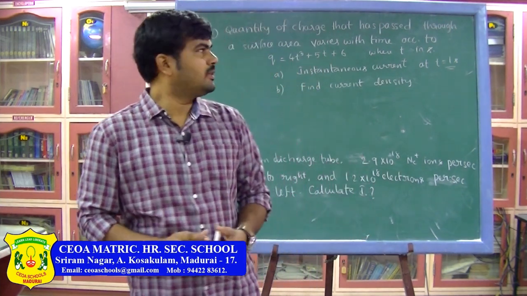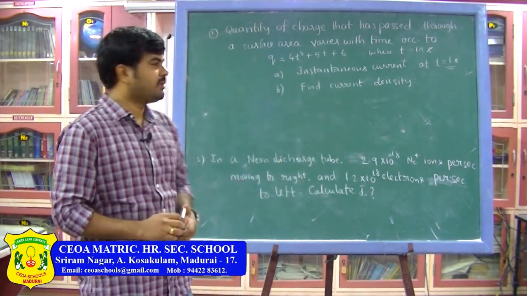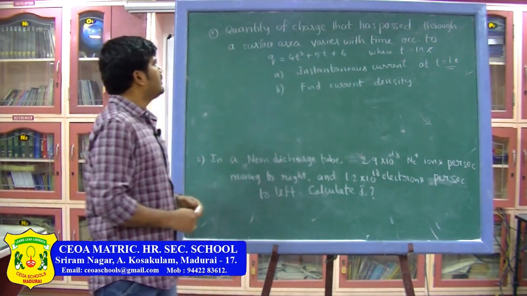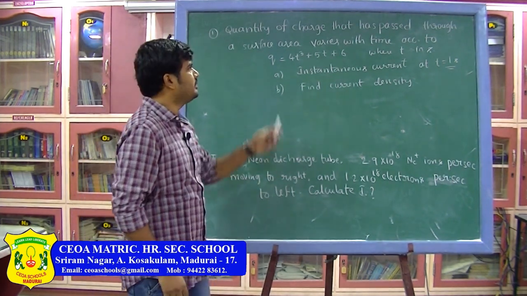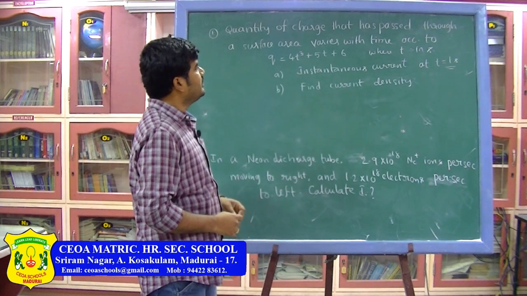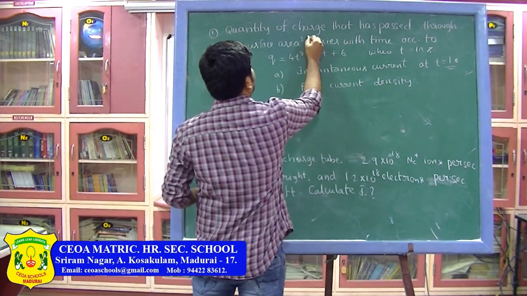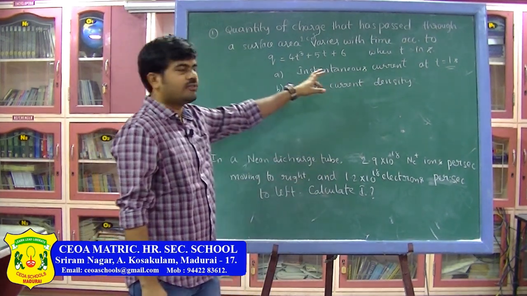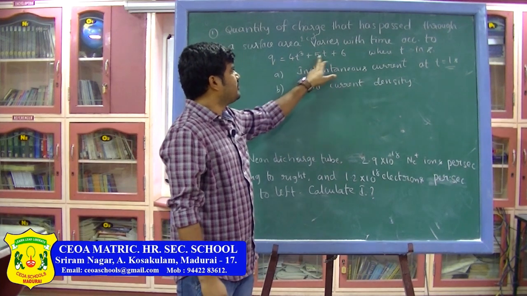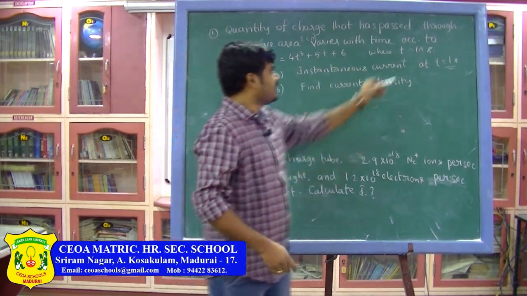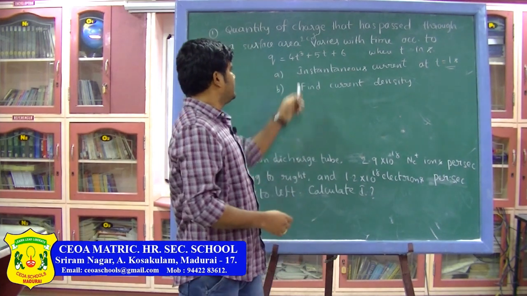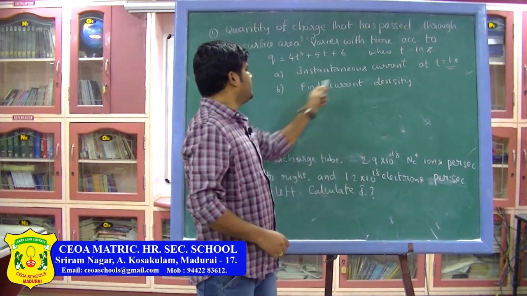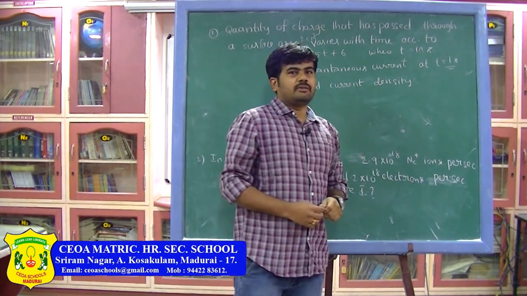Let us start today's class by discussing a few questions based on the previous classes. The first question: the quantity of electric charge that has passed through a surface area of 2 centimeter square varies with time according to the relation q = 4t^3 + 5t + 6, where t is in seconds. Calculate the instantaneous current at t = 1 second and find the current density in the given material. That is the question.